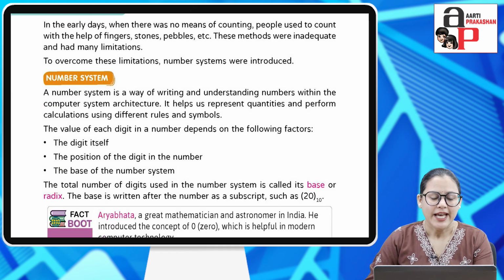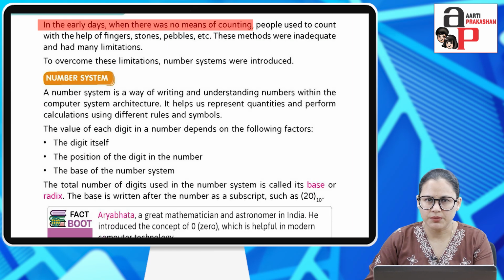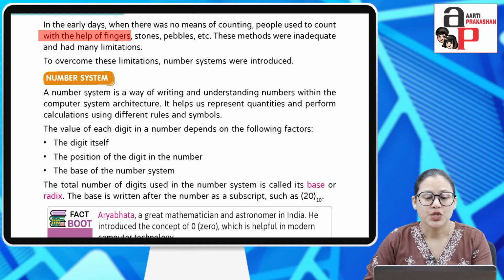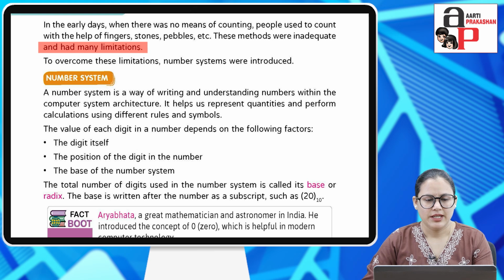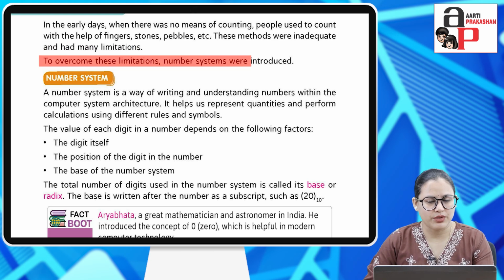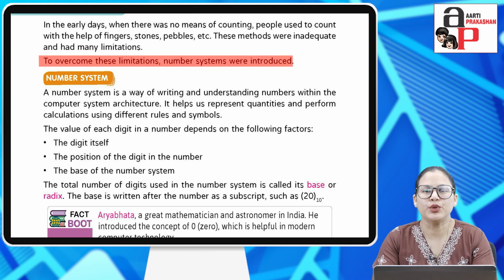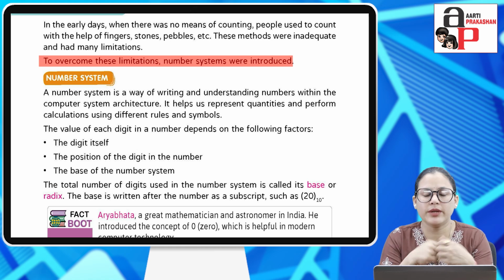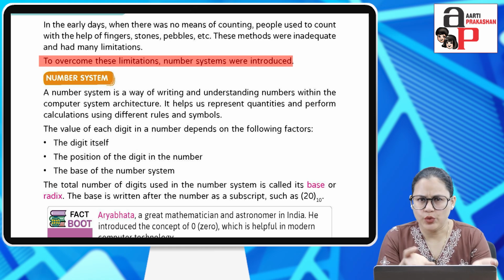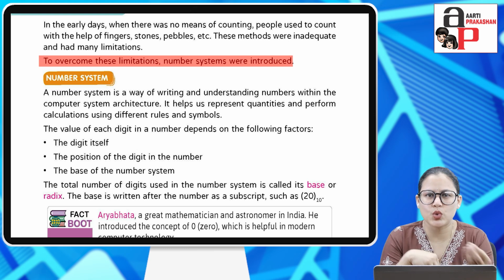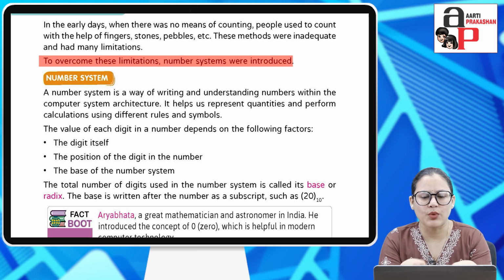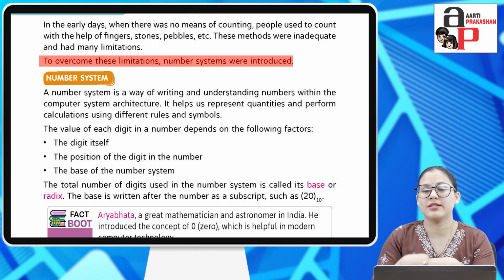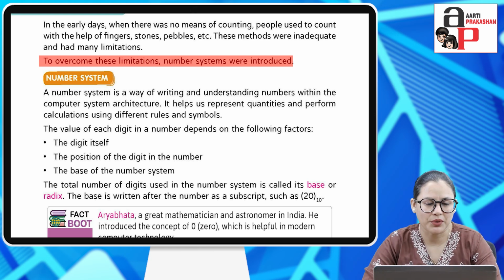In the early days, when there was no means of counting, people used to count with the help of fingers, stones, pebbles, etc. These methods were inadequate and had many limitations. To overcome these limitations, number systems were introduced. Do you know how early people used to count? They used to count on fingers, okay? But there were a few other methods also, like they used stones or pebbles to count, but there were some limitations with these methods. So to overcome these limitations, a number system was introduced.